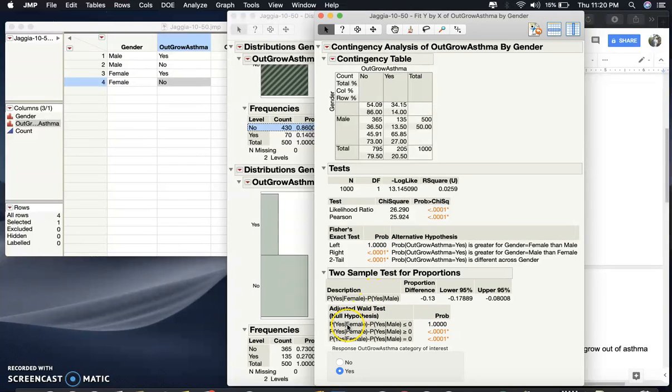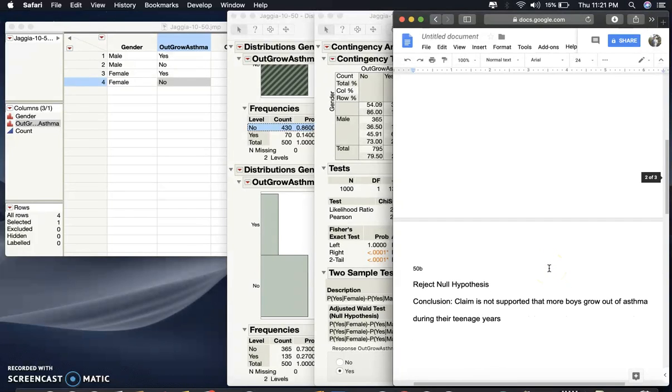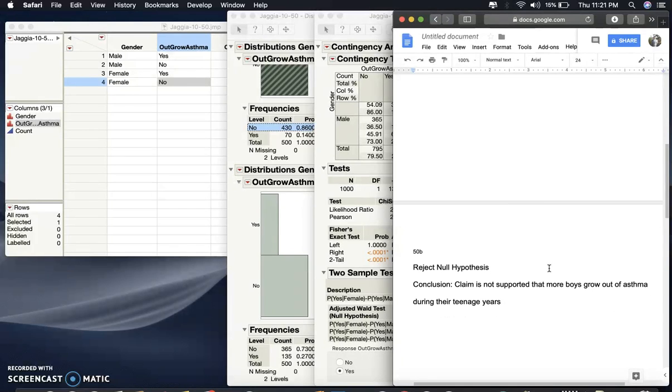So JMP's null hypothesis says female minus male is less than or equal to 0 with a p-value of 1. Our alternative hypothesis is the middle one right here: female minus male is greater than or equal to 0, just rewritten. And so what can we conclude from that? We reject the null hypothesis since it's a very small number, and the claim is not supported that more boys grow out of asthma.